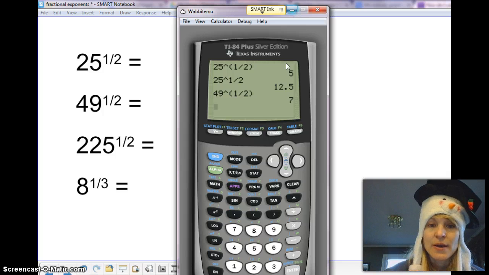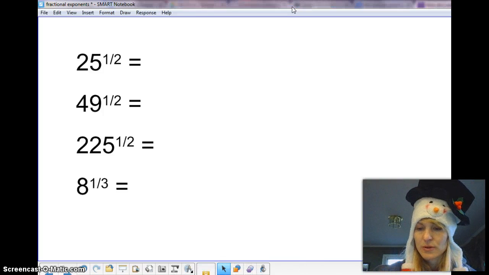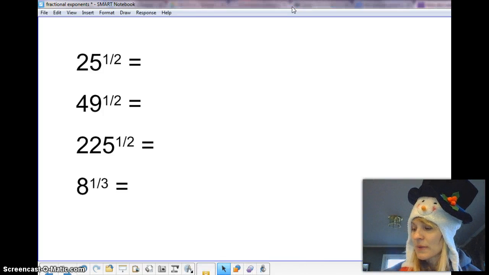Something's going on here. Hopefully you can see that really the square root of 25 is 5, the square root of 49 is 7, so when I have something to the 1/2 power, I'm really taking the square root of that number. And really what it means is this.